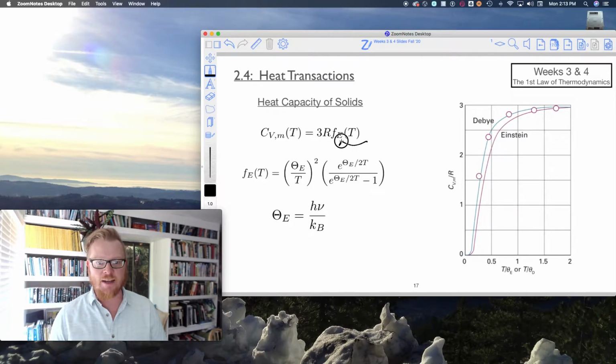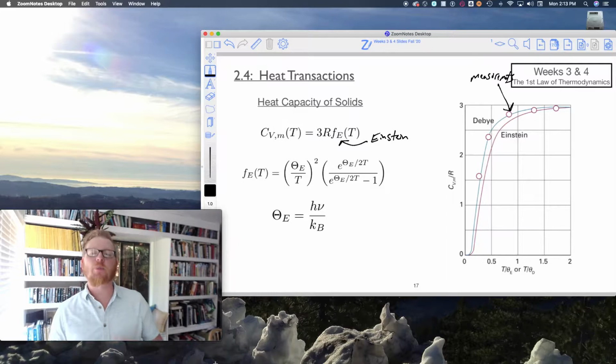So this E right here is E for Einstein. We could also replace it with a D, and that would be for Debye. And you can see here the two competing equations of Einstein and Debye are very close. Debye actually got it right. So these values are measurements.